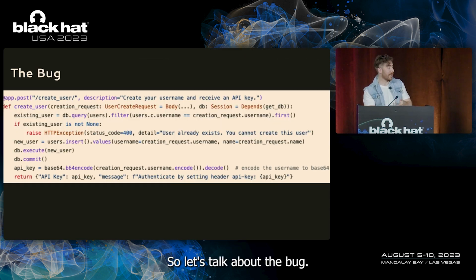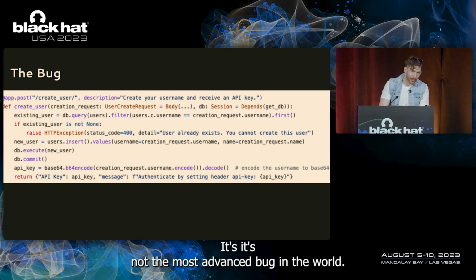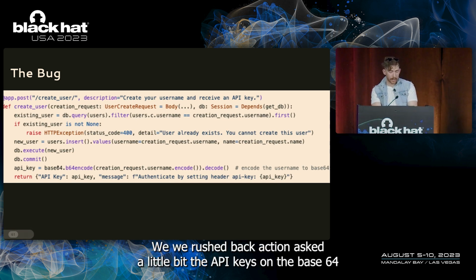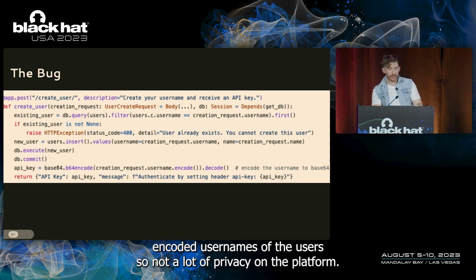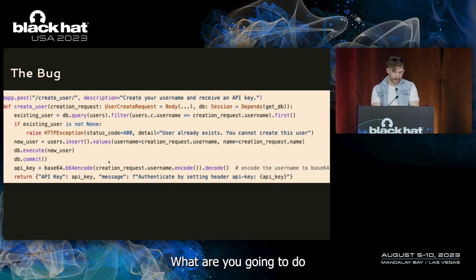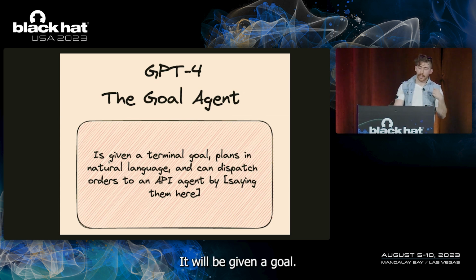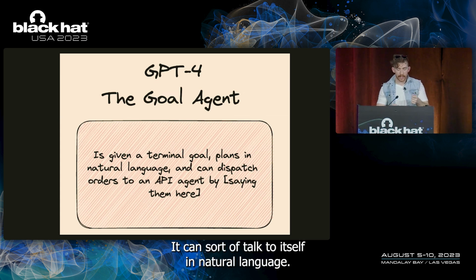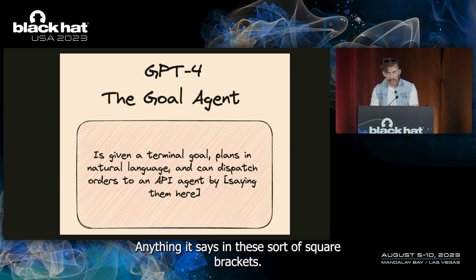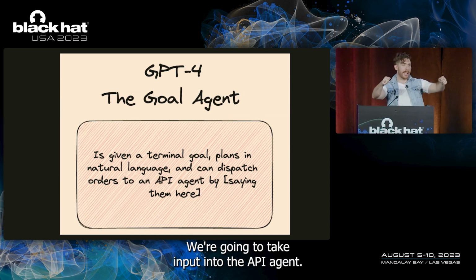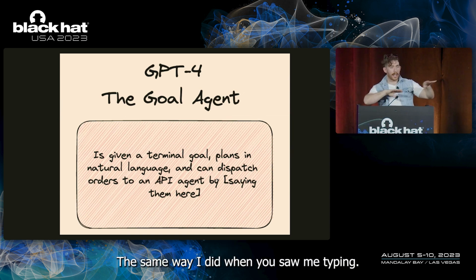So let's talk about the bug. It's not the most advanced bug in the world. We rushed Echo Nest a little bit. The API keys are the base64 encoded usernames of the users. So not a lot of privacy on the platform. What are you going to do? The goal agent, our hacker here, is GPT-4. It will be given a goal. It can talk to itself in natural language. Anything it says in these square brackets, we're going to take and put into the API agent the same way I did when you saw me typing.